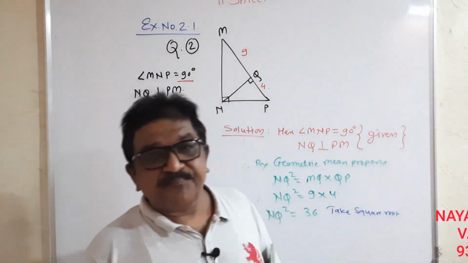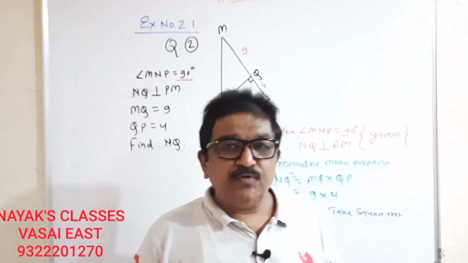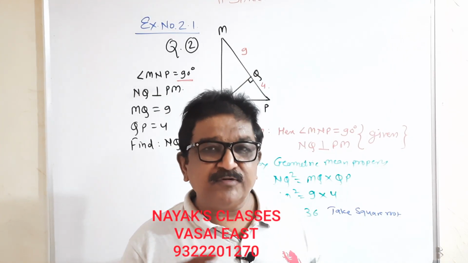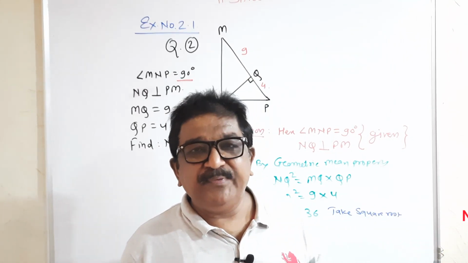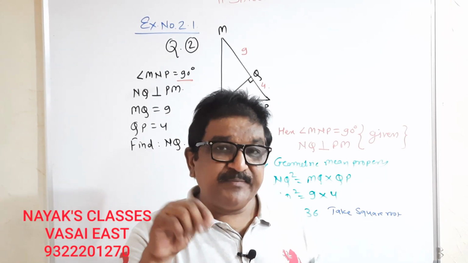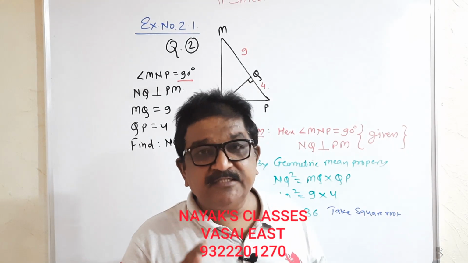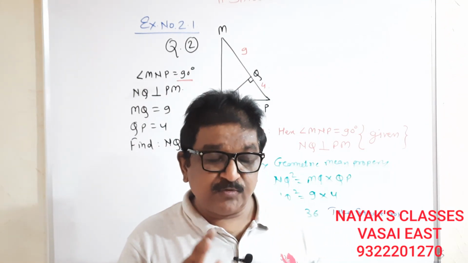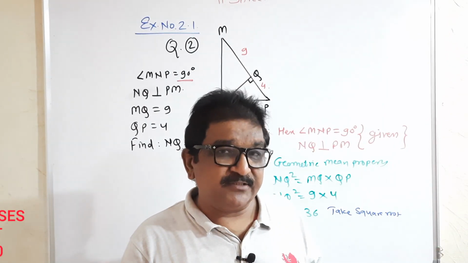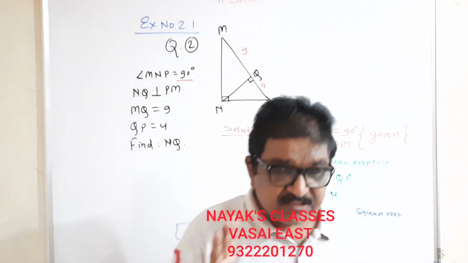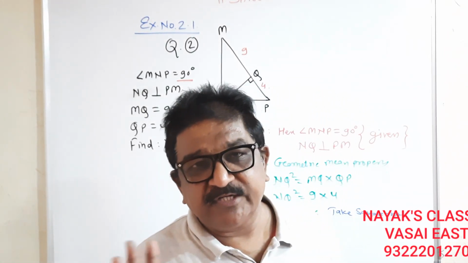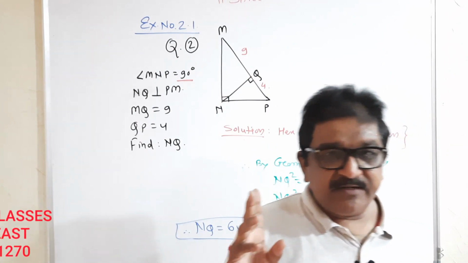Measurements are always positive. So square roots in geometry are always positive. Don't get confused with algebraic square roots. In algebra, the square root may be plus, may be minus, but here it is always positive since measurements are always positive. Keep it in mind. Clear?